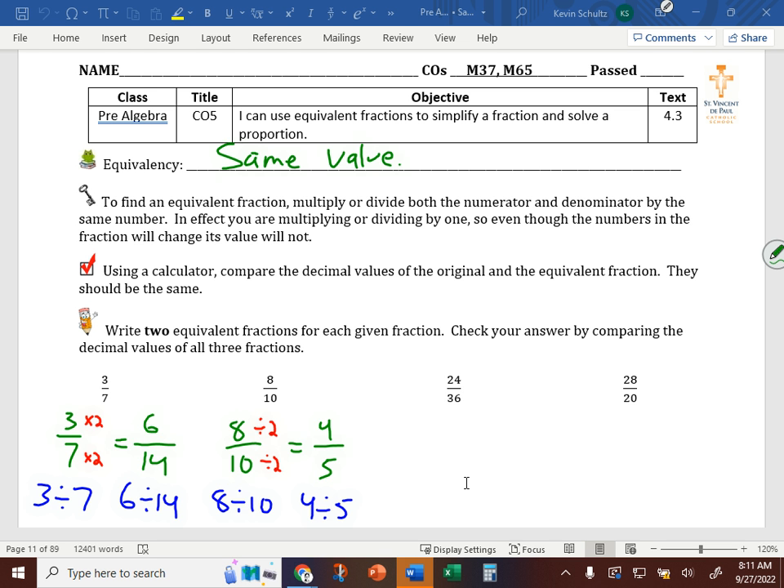24/36. What can we do to write an equivalent fraction here? And don't use 2. Use something other than 2, because we've already used that too much. Gregory. 3. Do you want to multiply or divide by 3? Divide by 3. So let's go ahead and do that. 24 divided by 3. 36 divided by 3. What do we get? What's our new fraction here?